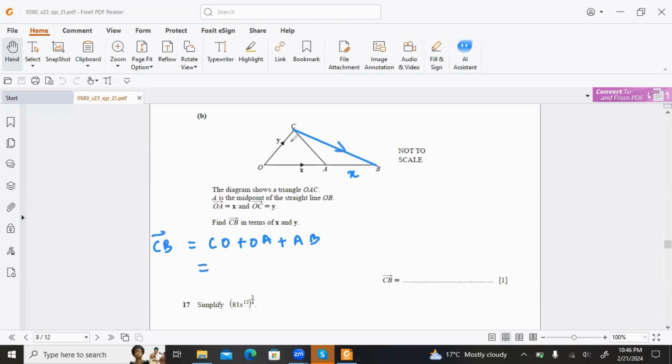So CO would be, since we're changing the direction, since OC is Y, CO would be negative Y. The negative sign shows the change in direction. OA is X, AB is X, so that means negative Y plus 2X, which can be written as 2X minus Y as well.